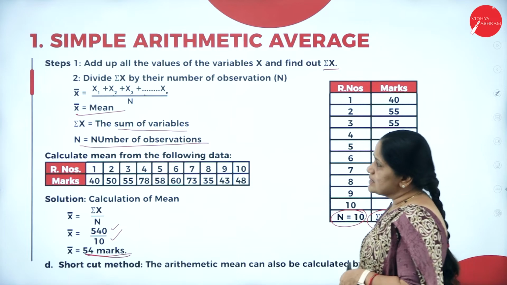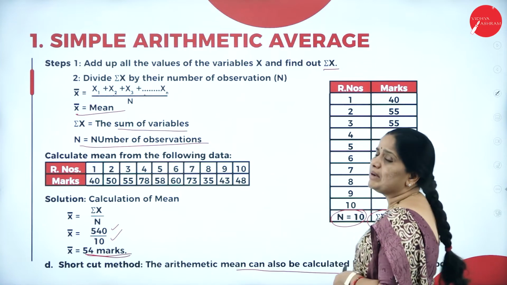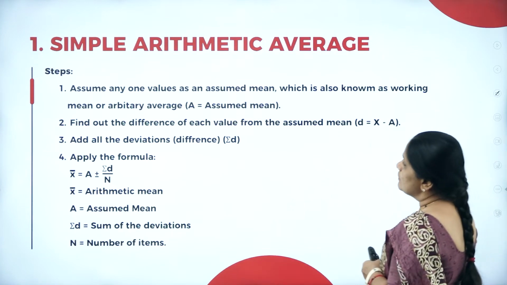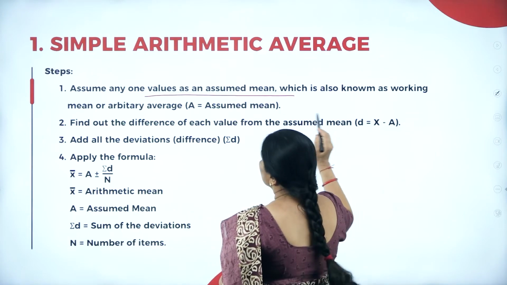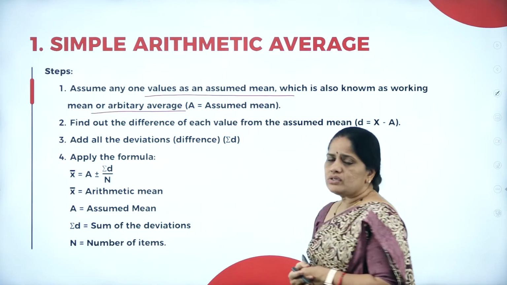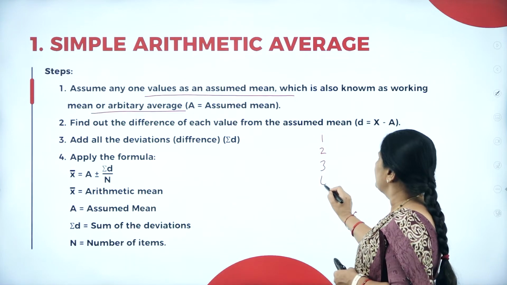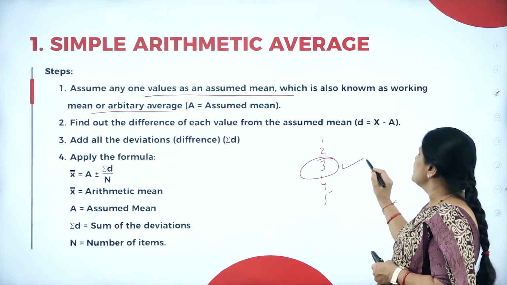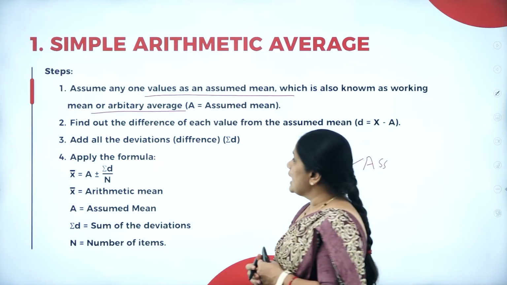Then the next one is the shortcut method. The arithmetic mean can also be calculated by the shortcut method. So what is the shortcut method? The first step is to assume any one value as the assumed mean, which is known as the arbitrary average. When you are given a set of values, suppose I say 1, 2, 3, 4 and 5, these are the values. I can take any one of the values as the assumed mean.